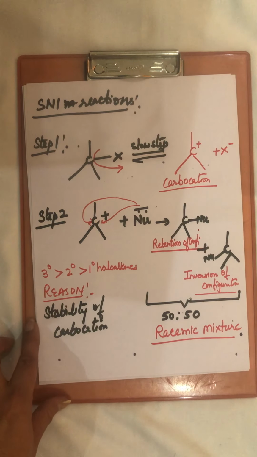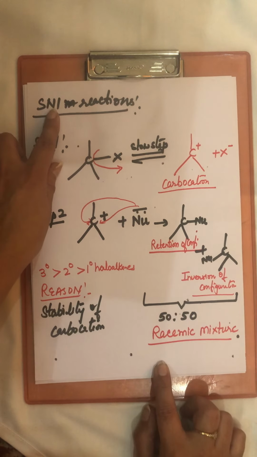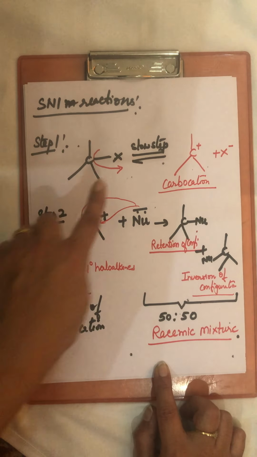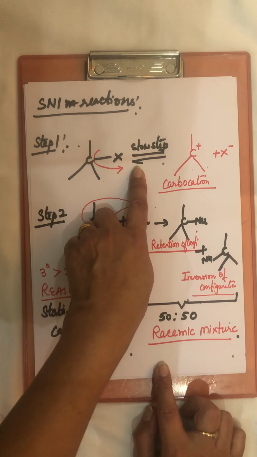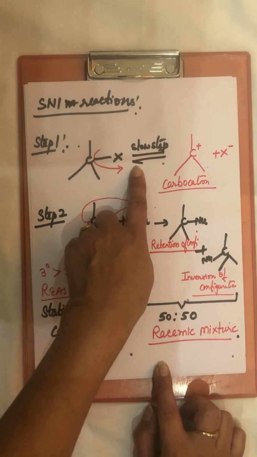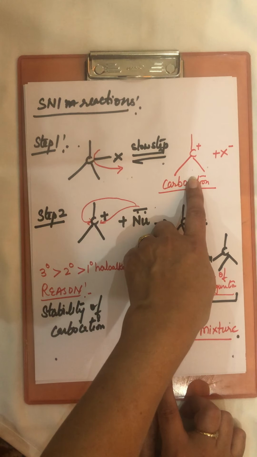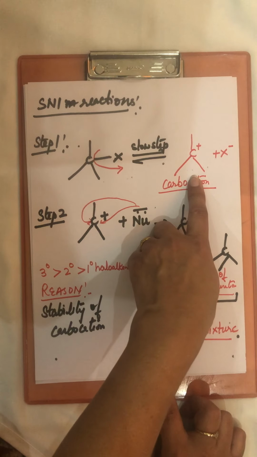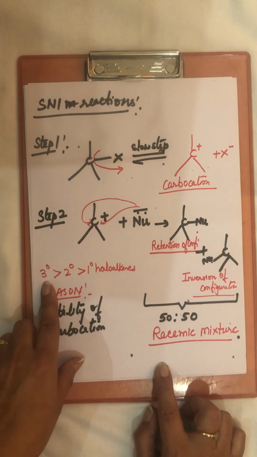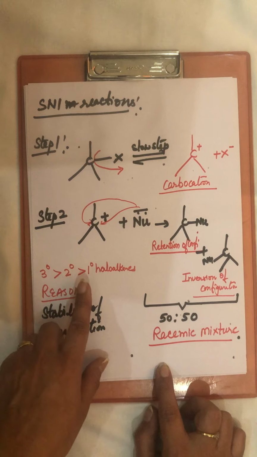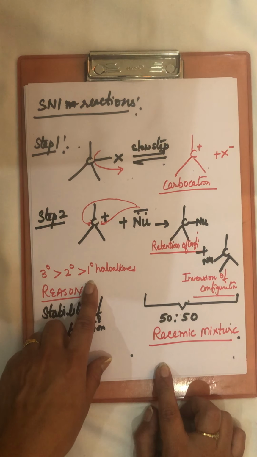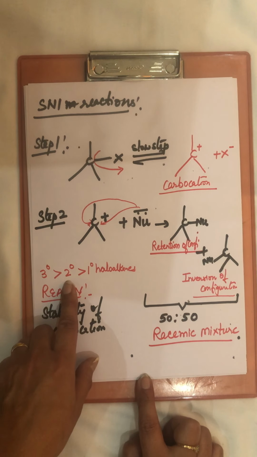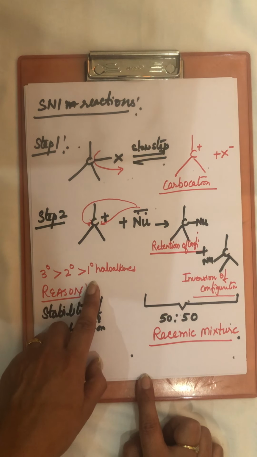Now, next is SN1 reaction. This shows first order kinetics and the reaction takes place in two steps. The first step is the rate determining step, and the order of reactivity depends on stability of this carbocation forming here. Easily the carbocation forms, easy the reaction. Now, tertiary carbocations are more stable than secondary, secondary are more than the primary. That is why tertiary haloalkanes are more reactive than secondary, secondary are more reactive than primary.